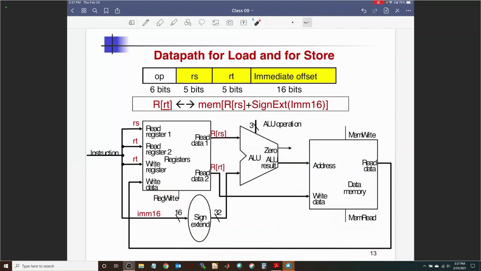So I've kind of jumped around, but let me sort of bring things back here. Load and store are I-type instructions. Opcode, RS, RT, and a 16-bit immediate or offset address. No matter if it's an immediate constant or an offset address, it needs to be sign extended to 32 bits because of the load or store. We are going to still use the ALU to perform this particular addition.